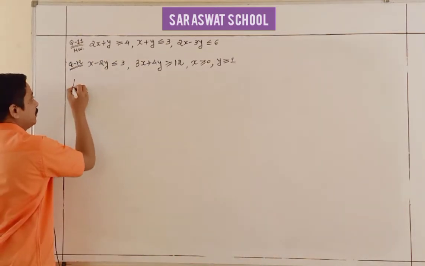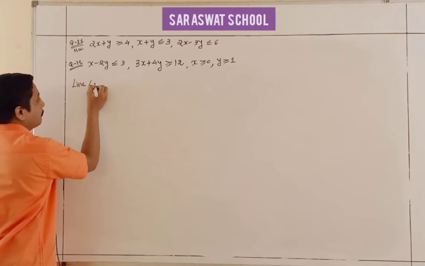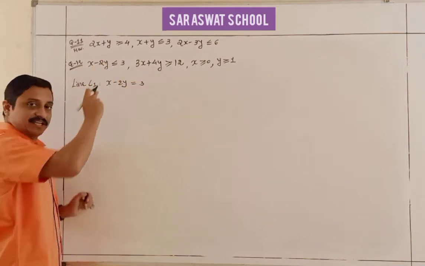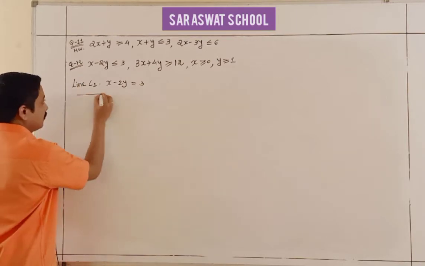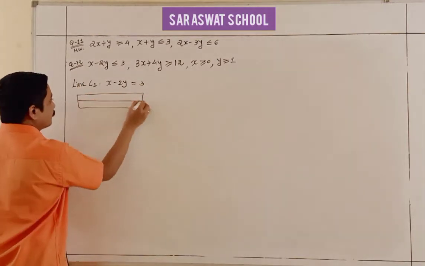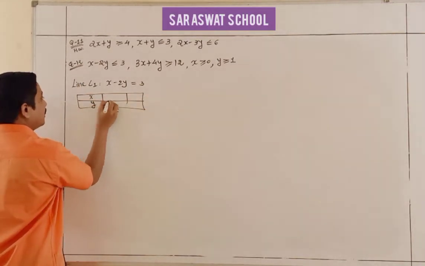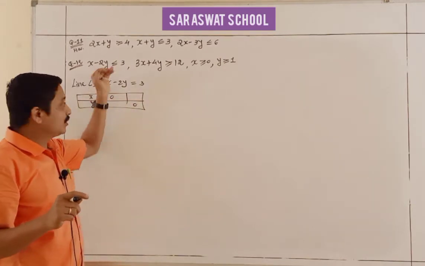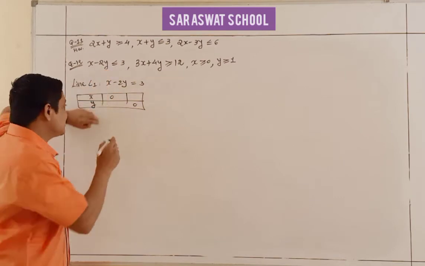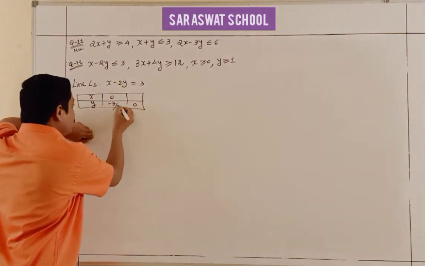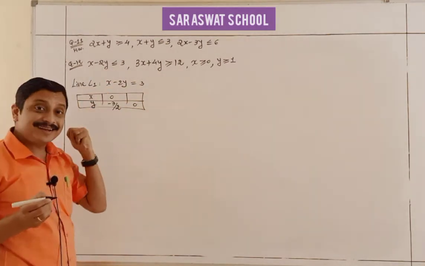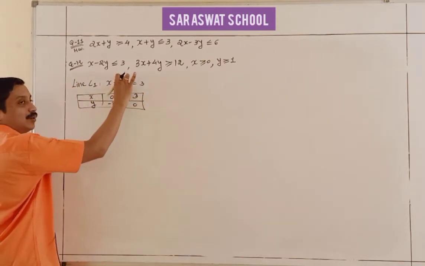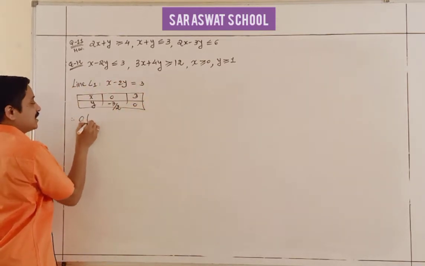Here line L1: x minus 2y is equal to 3. First of all, we take x and y respectively. One time if you take x as 0, then y is minus 3 by 2. And when y is 0, then x is 3. So y is 0, x is 3. And then we test the value for the origin.